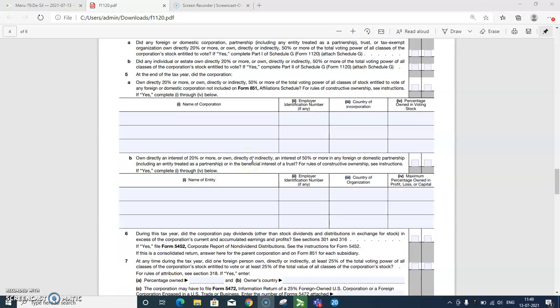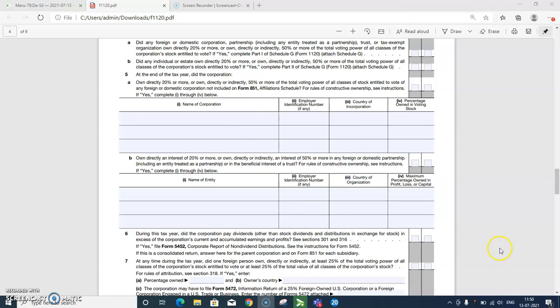Now 5a. List each foreign or domestic corporation not included on Form 851, affiliations schedule, in which the corporation at the end of the tax year owned directly 20% or more, or owned directly or indirectly 50% or more of the total voting power of all classes of stock entitled to vote. Indicate the name of the corporation, EIN, employer identification number if any, country of incorporation and the percentage interest owned, directly or indirectly, in the total voting power.